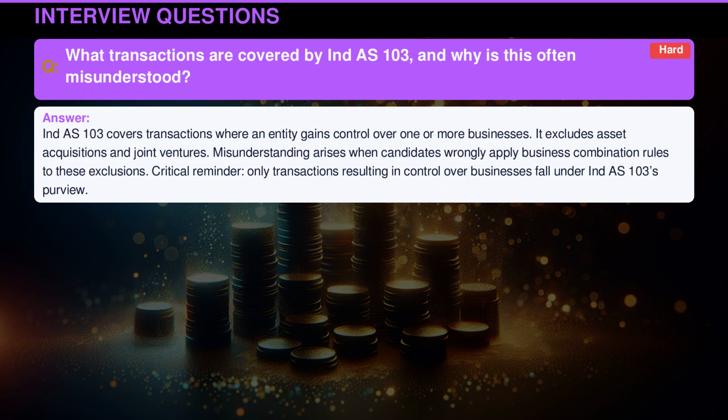Indian Accounting Standard 103 covers transactions where an entity gains control over one or more businesses. It excludes asset acquisitions and joint ventures. Misunderstanding arises when candidates wrongly apply business combination rules to these exclusions. Critical reminder: only transactions resulting in control over businesses fall under Indian Accounting Standard 103's purview.